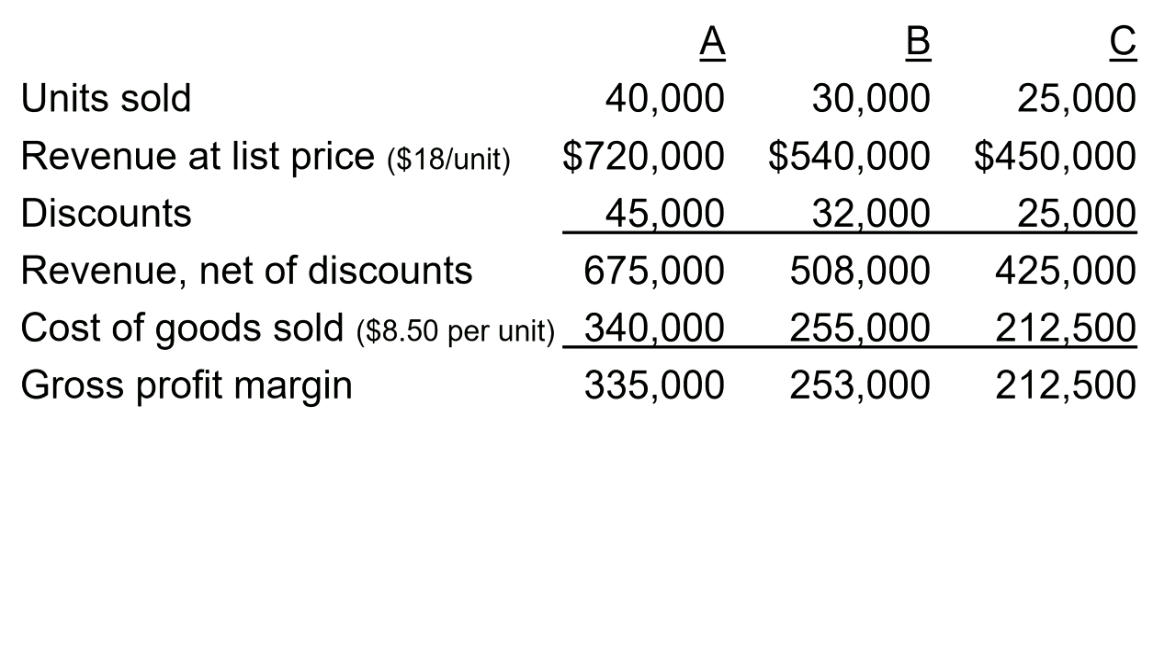So we have a revenue net of discounts for each customer. We have a cost of goods sold, again, $8.50 per unit, and so that's something that's going to be the same for everybody. And then we have our 3 different gross profit margins. Now, company A obviously has the highest gross profit margin, company C the lowest, but also company A had the most units sold to them, and company C the fewest units sold to them.